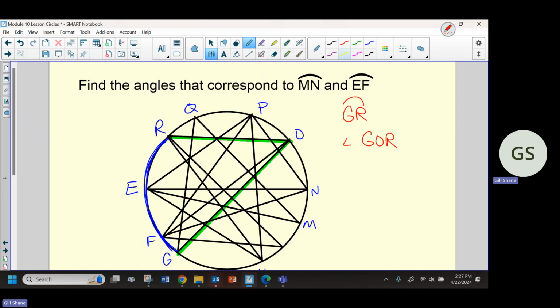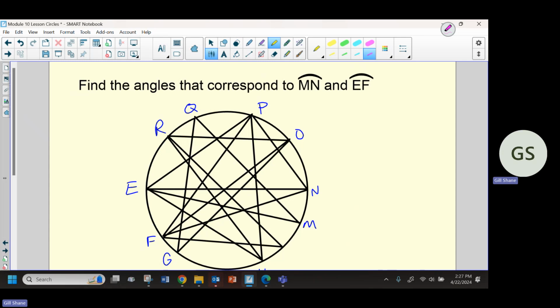Now, don't stop because there could be other angles. Now, this one doesn't have a ton of lines. So I'm going to do it in purple. So now I take this line here. Now, is there a line that goes to R? No, there's not a line to go to R. So that's the only one that matches up with arc GR. The only angle is GOR.